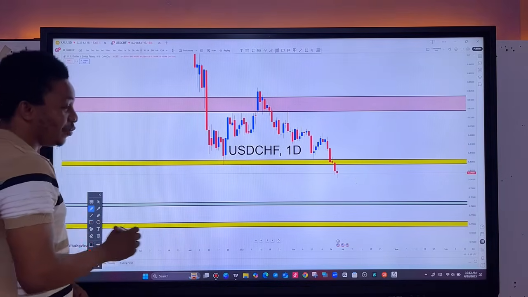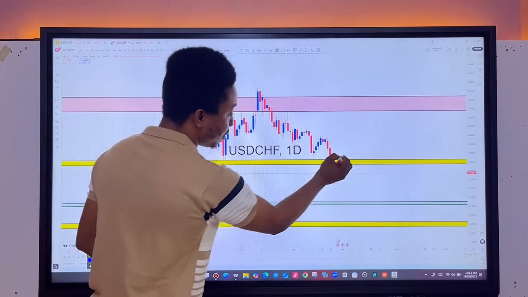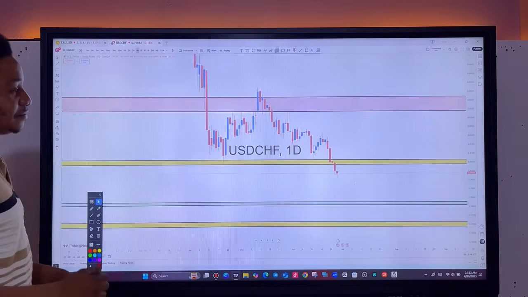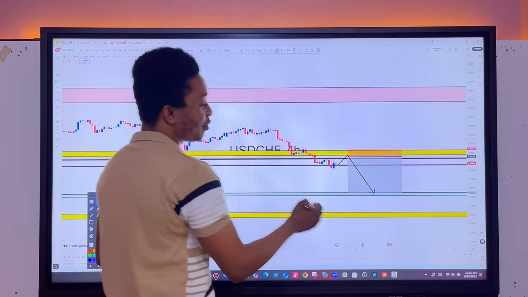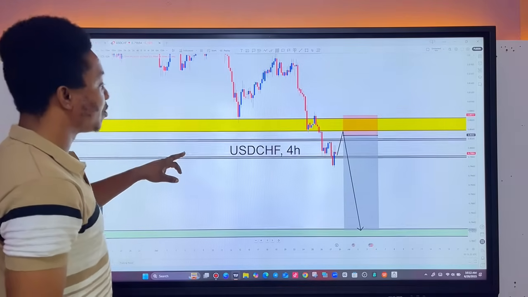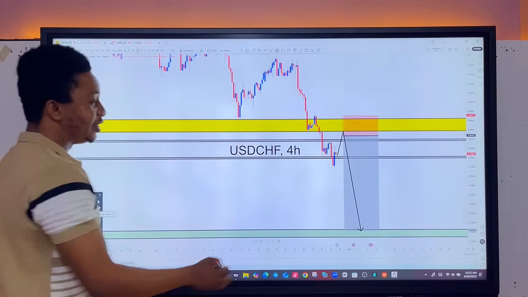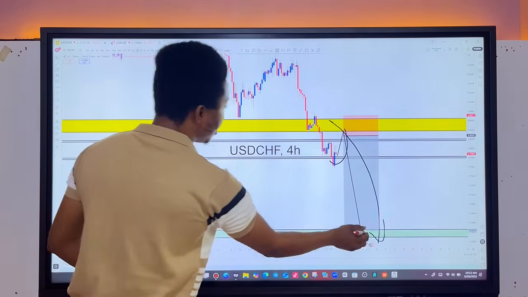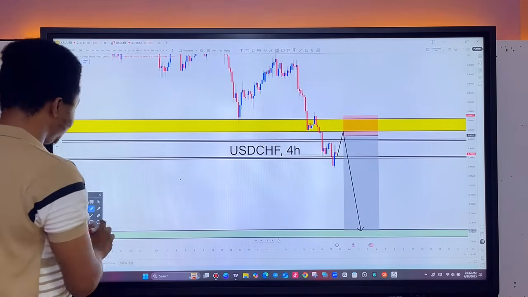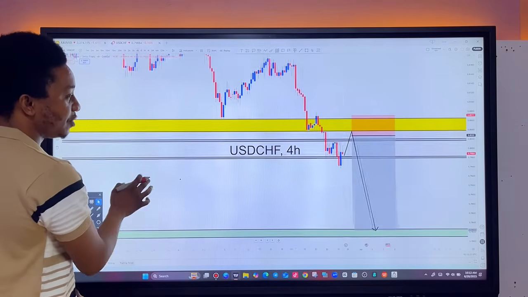Okay, so how do we wait for the retest and what is going to happen on the 4H before we sell? Let's go all the way to the 4H time frame and then complete this analysis. All right, so this is the 4-hour time frame of USD CHF, and this is exactly how we are going to pick our entry. Now remember, on the daily, we said we are waiting for a retest before we sell, and that's exactly what you can see over here. Let's explain the 4-hour time frame.